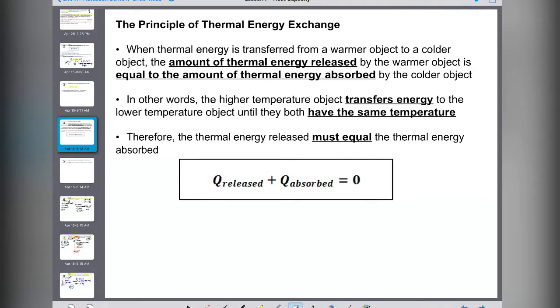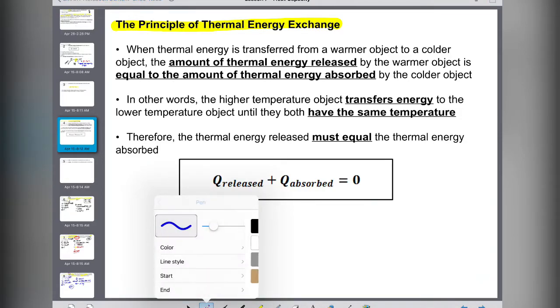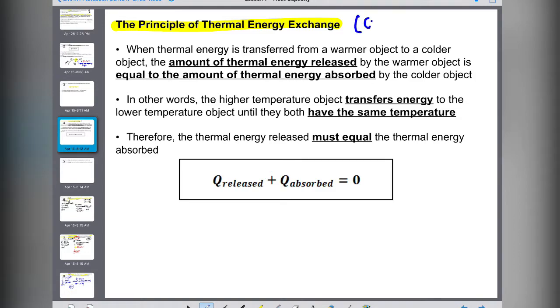So now that we know how to use the equation Q equals mc delta T, we're going to move on to the second part of the lesson, which is called the principle of thermal energy exchange. Basically, very similar to the conservation of energy. So this is relating to the conservation of energy, and these types of questions always involve 2 objects.